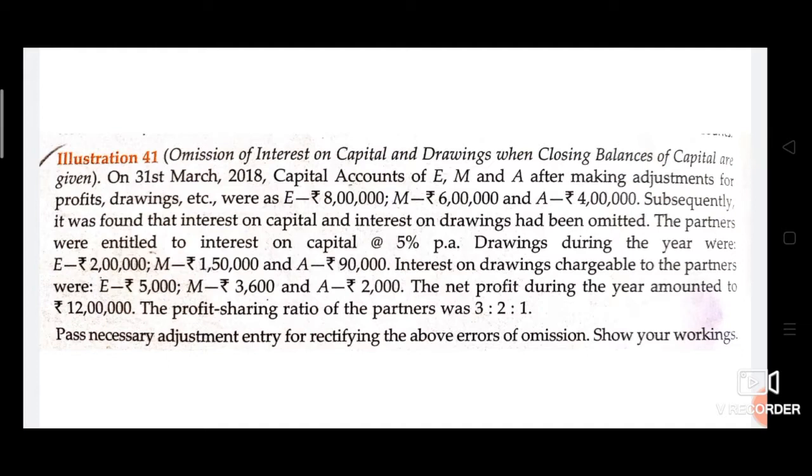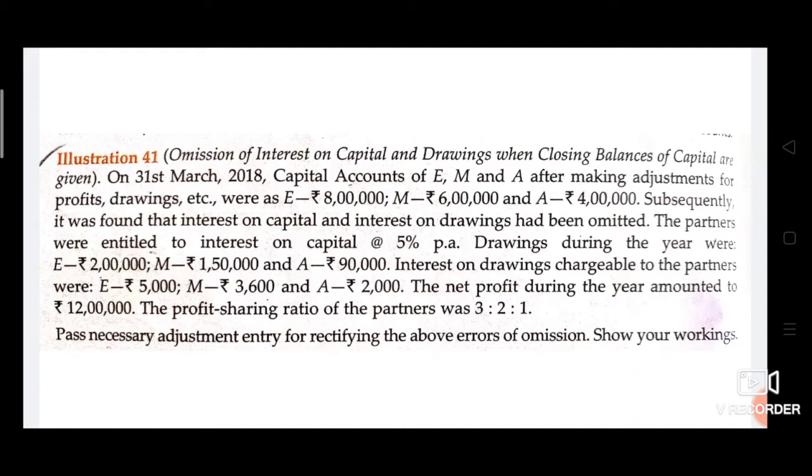On 31st March 2018, capital accounts of E, M and A, after making adjustments for profits and drawings etc., were E 8 lakhs, M 6 lakhs and A 4 lakhs. Subsequently, it was found that interest on capital and interest on drawings had been omitted. The partners were entitled to interest on capital at 5% per annum.